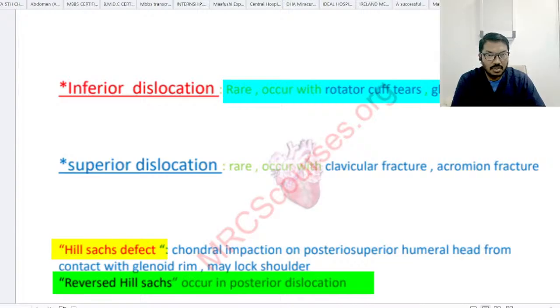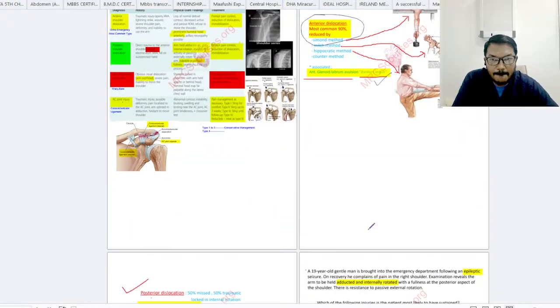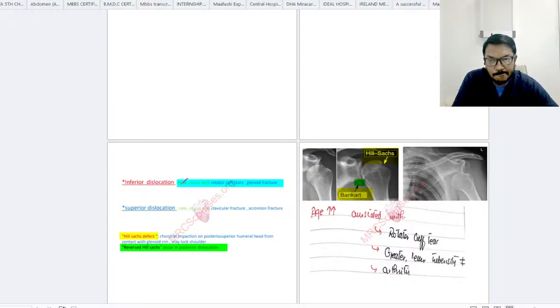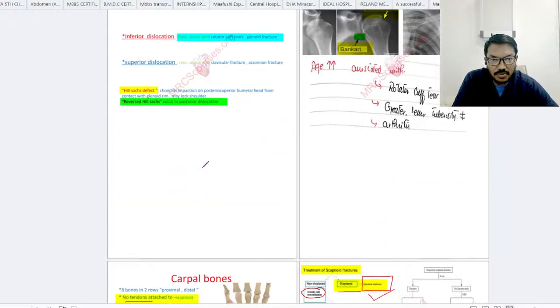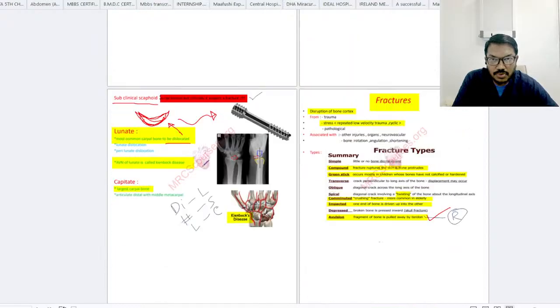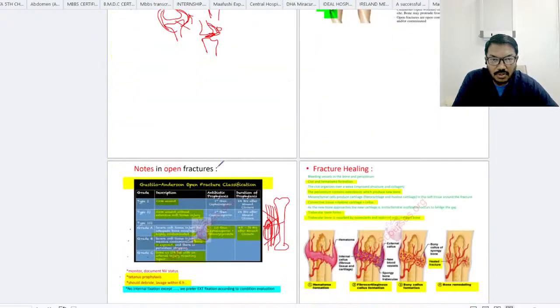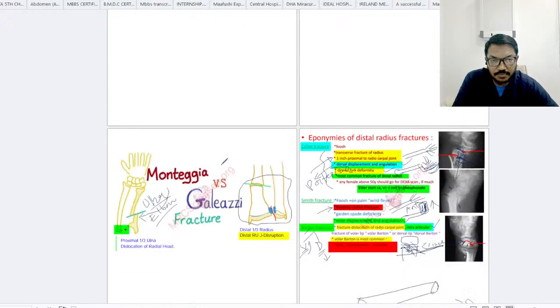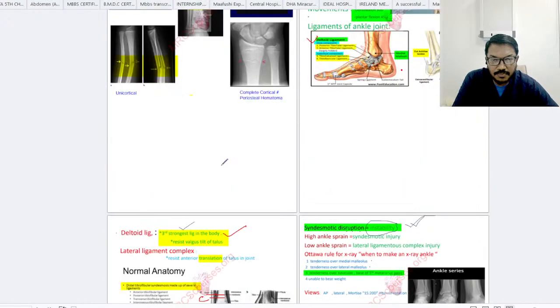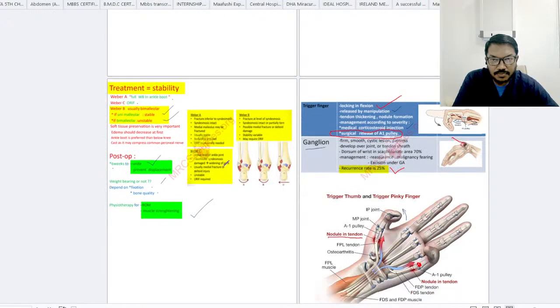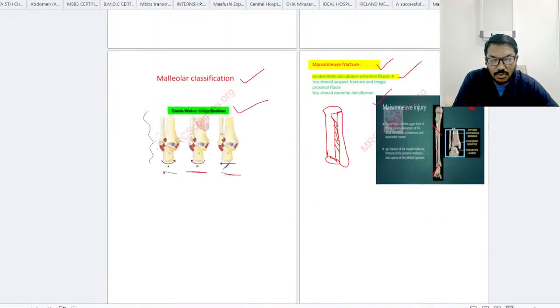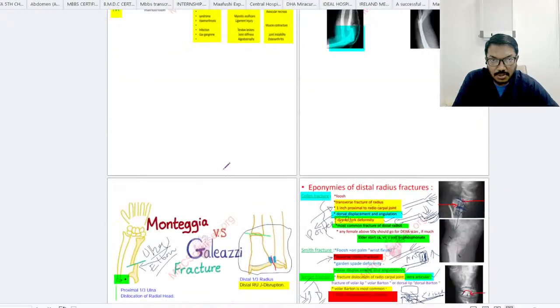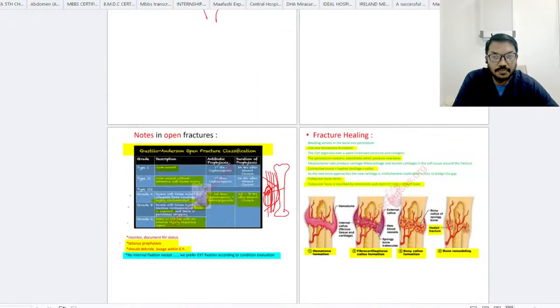Okay, I have to go now. Inferior dislocation, superior dislocation, then carpal bones, then fractures. We are almost done. You can go through the next part by yourself, and once I'm done, I will try to continue. Okay?